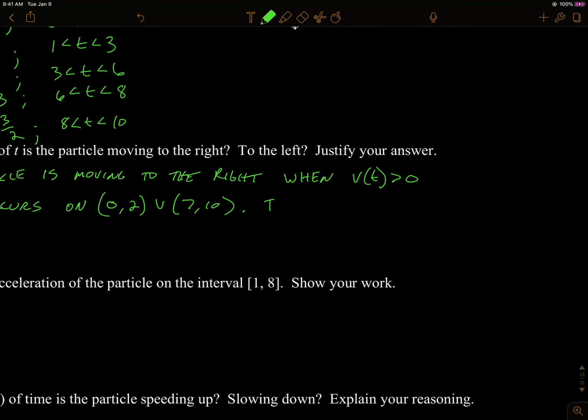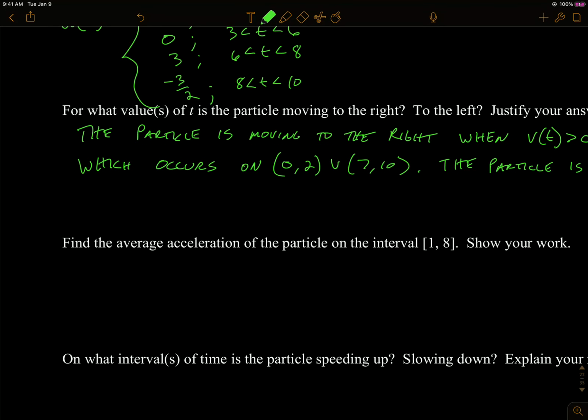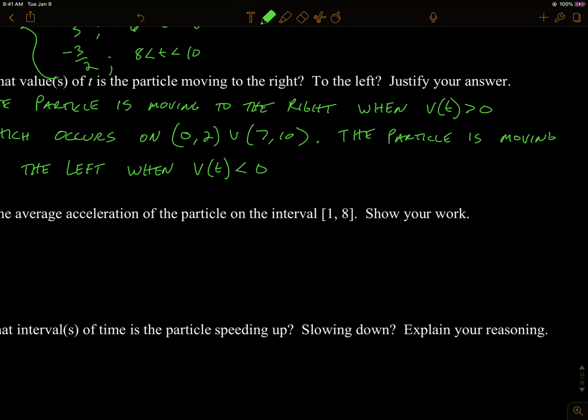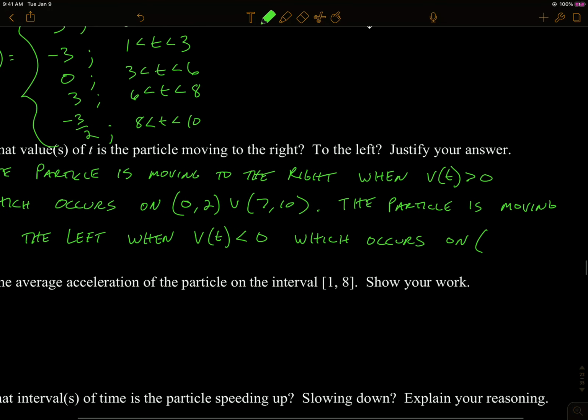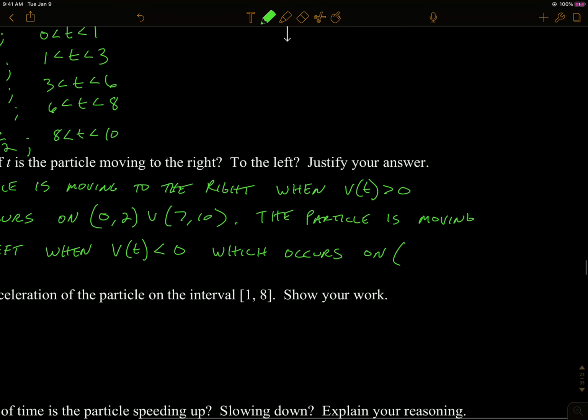The particle is moving to the left when the velocity is negative, which occurs on the interval 2 to 7.